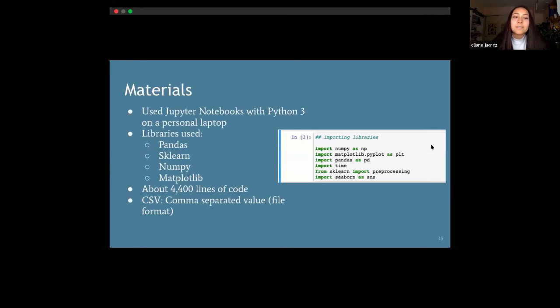For our materials, we used Jupyter Notebooks with Python 3 on a personal laptop. Some of the main libraries that we used were Pandas, sklearn, NumPy, and Matplotlib. The project consisted of about 4,400 lines of code in total, and the main files we were dealing with were comma-separated value or CSV files.